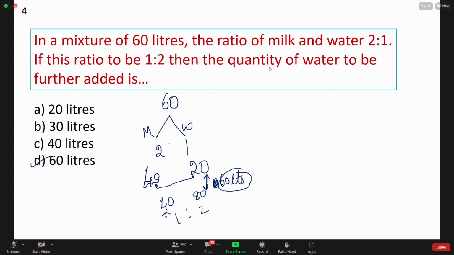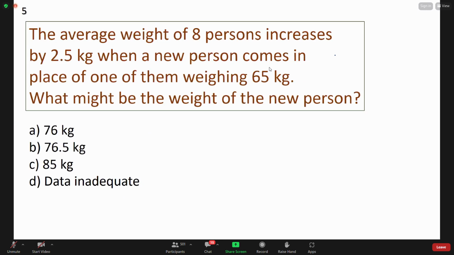Question number 5 on screens, everyone. The average weight of 8 persons increases by 2.5 kg when a new person comes in place of one of them weighing 65 kg. What might be the weight of the new person? Averages.